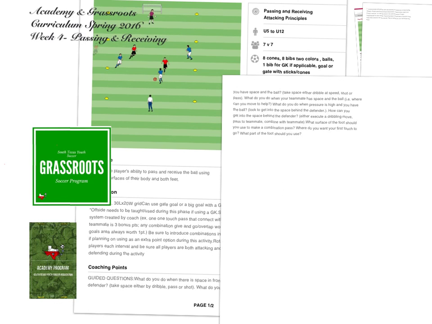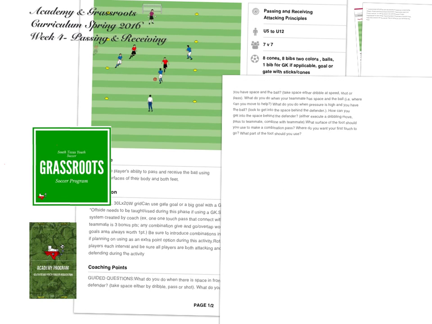That's always a nice question, and how can they do that? The answer would be, of course, that they can execute a dribbling move, they can pass to a teammate, or they can combine with a teammate like a wall pass to get into the space behind. The follow-up question would be, what surface of the foot should you use to make that combination pass?